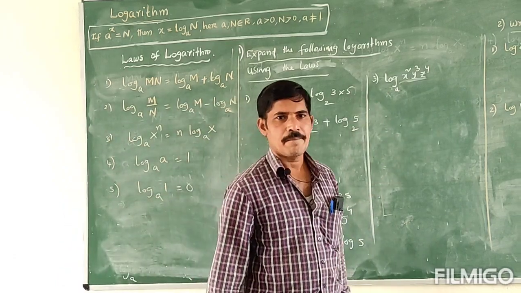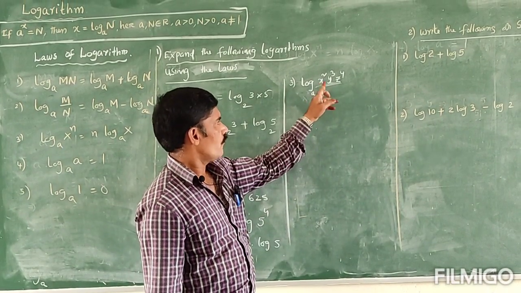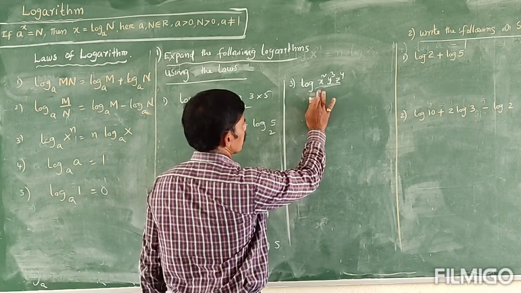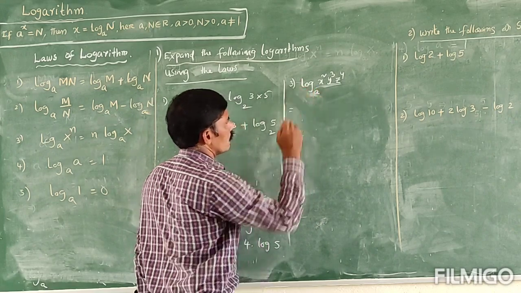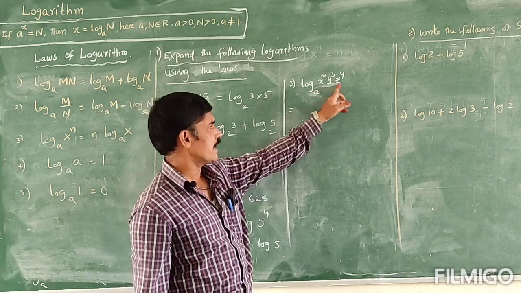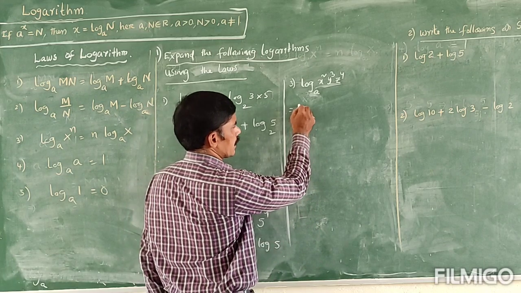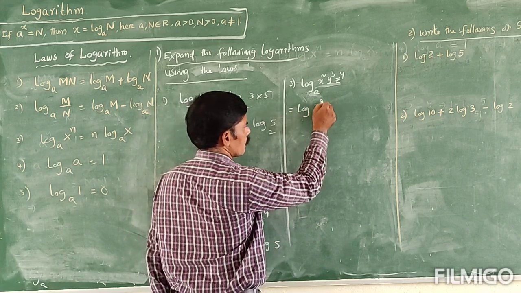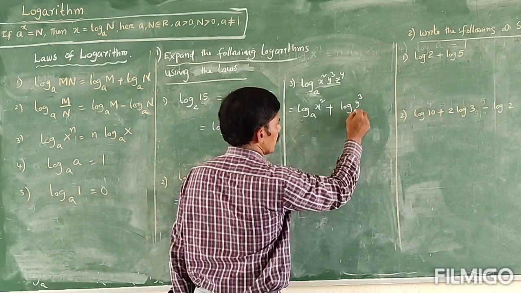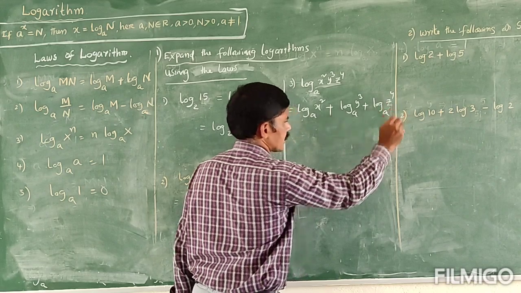Come to the next sum. This is logarithm of x square y cube z to the power of 4 to the base a. So you can apply the first formula. Log xyz is there. You can write log x plus log y plus log z. In the same way, we can write logarithm of x square to the base a plus logarithm of y cube to the base a plus logarithm of z to the power of 4 to the base a.